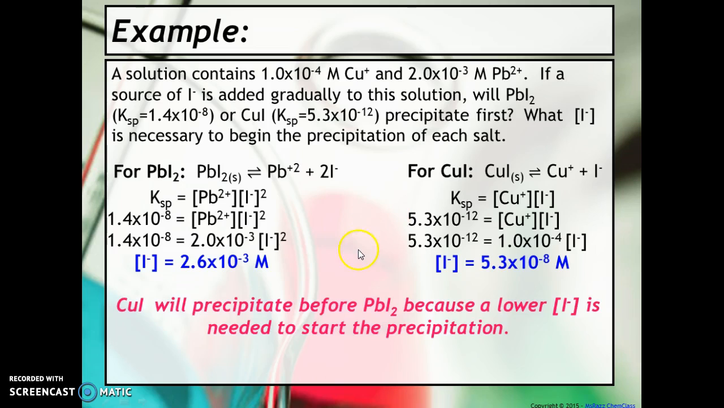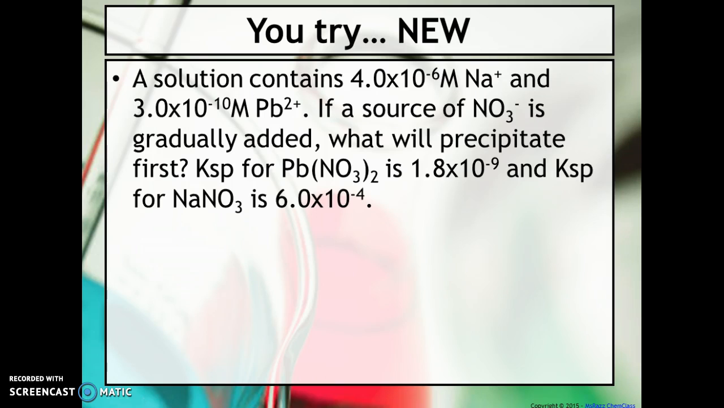Well, this tells me which one will precipitate first, because which one is a lower amount? I need less of my I negative in order for it to bond with some copper and make a precipitate. I need more of my I negative for my lead to bond with my iodine. So we're kind of thinking opposite of last time. What we're saying here is it requires a very small amount of I negative for this reaction comparatively to this reaction. We're not done yet. Oh, I guess we are.